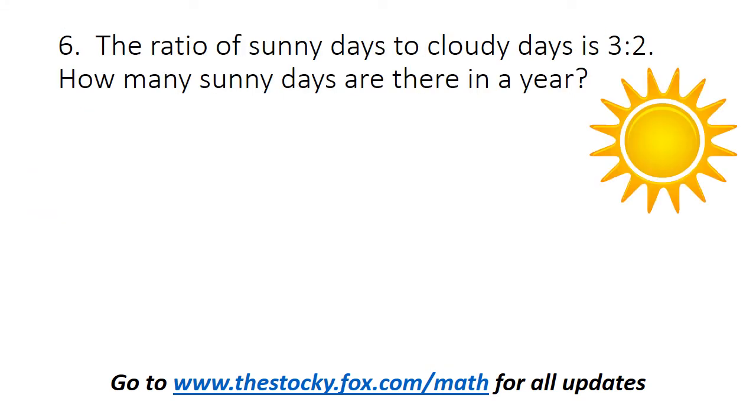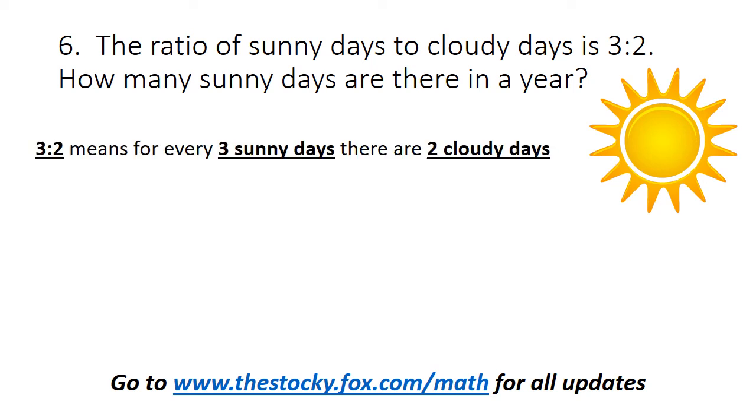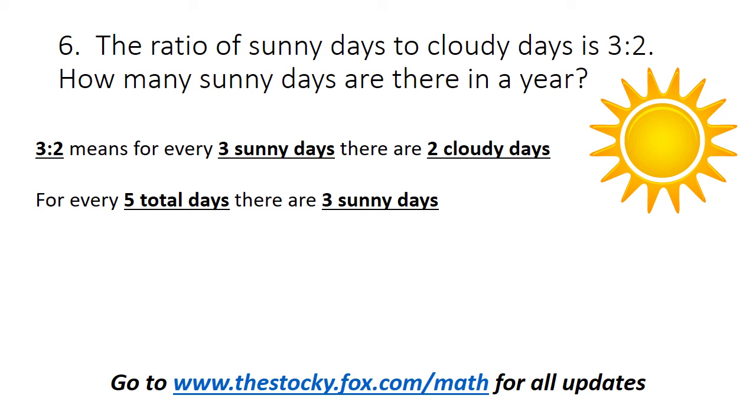The last question. The ratio of sunny days to cloudy days is 3 to 2. How many sunny days are there in a year? So when you're dealing with ratios, you need to make sure you know what that means. 3 to 2 means that for every 3 sunny days, there are 2 cloudy days. You can take this one step further and say, for every 5 total days, there are 3 sunny days. And that sure starts to sound like a fraction, doesn't it? The fraction of sunny days is 3/5. There are 3 sunny days for every 5 total days.